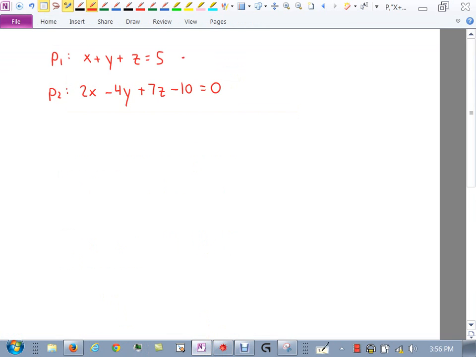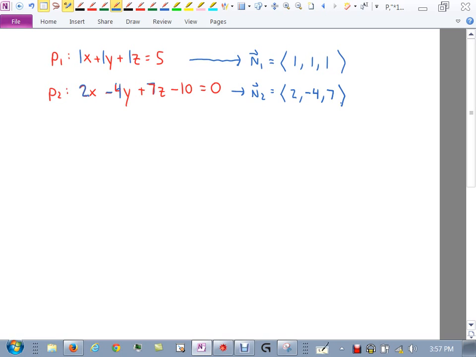So if I look at this one up here, what is the normal vector of plane 1? It's 1, 1, 1, right? What's the normal vector of plane 2? It would be the 2, the negative 4, and the positive 7, right? 2, negative 4, sorry, positive 7.